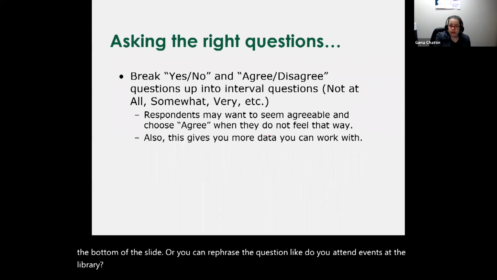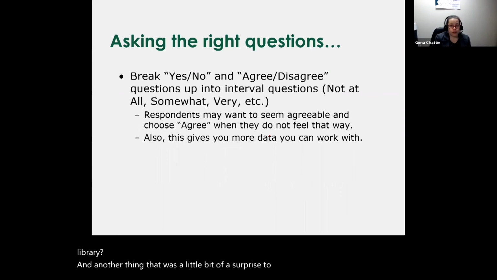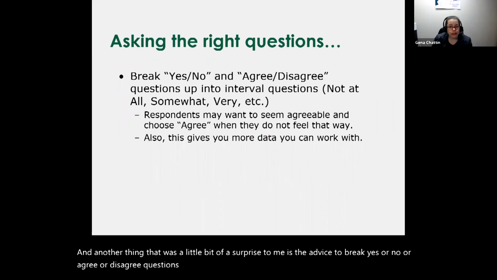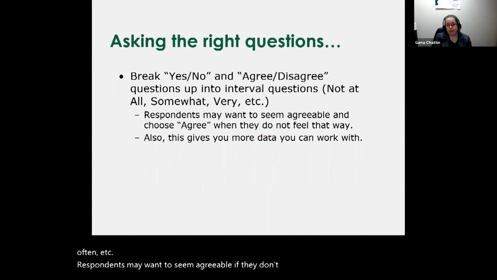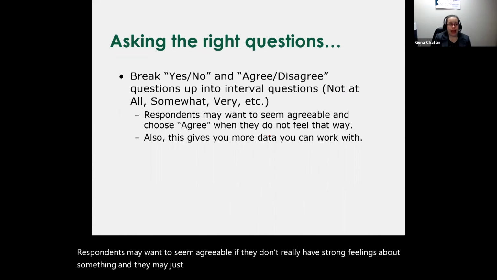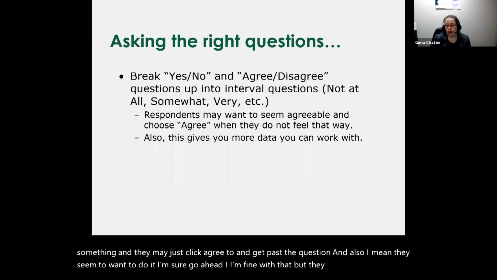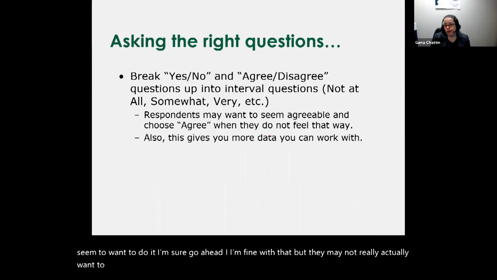And another thing that was a bit of a surprise to me is the advice to break yes or no or agree or disagree questions up into interval questions. For example, not at all, somewhat, very, often, etc. Respondents may want to seem agreeable if they don't really have strong feelings about something, and they may just click agree to get past the question. They may not really actually want to answer agree. So this is a good way to give them an out, and it also gives you more data that you can work with, which is always a good thing.